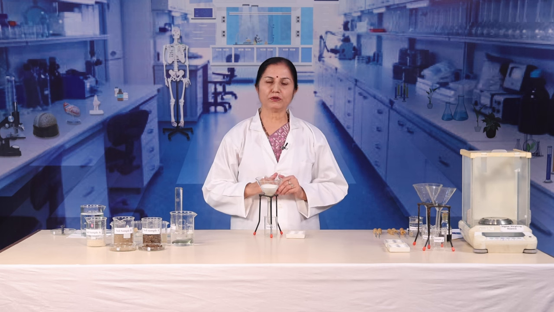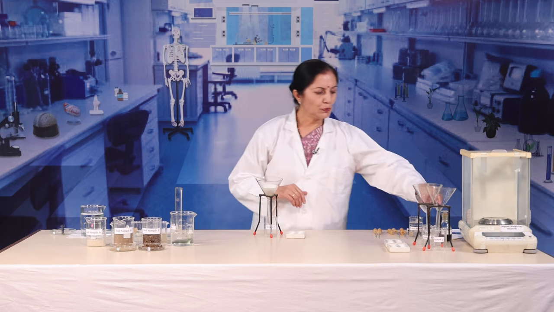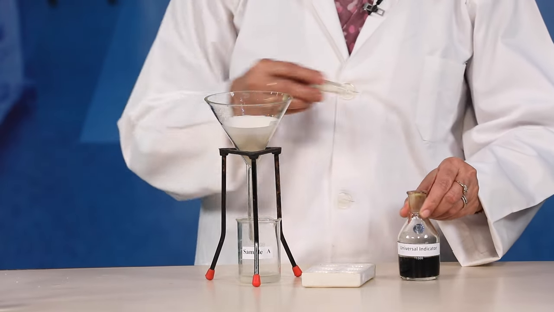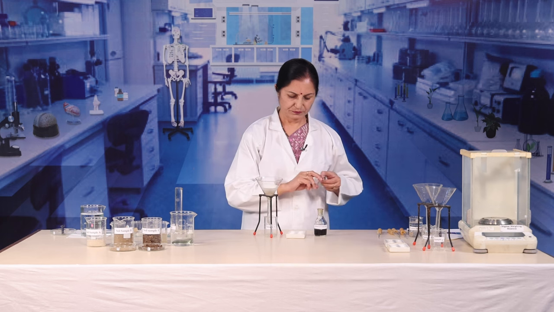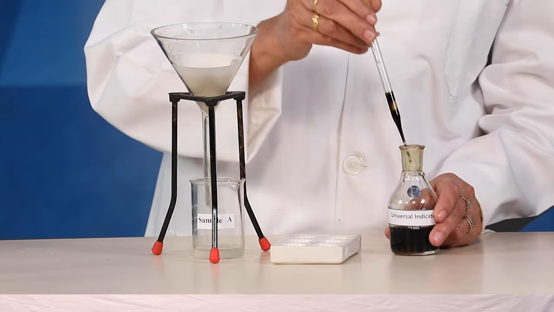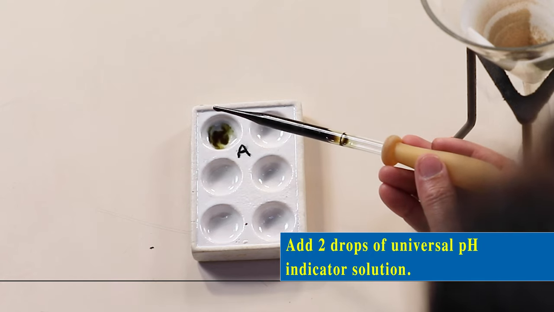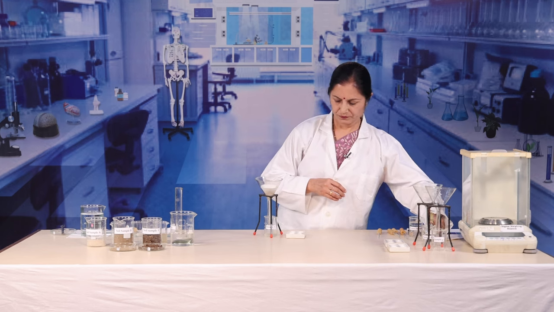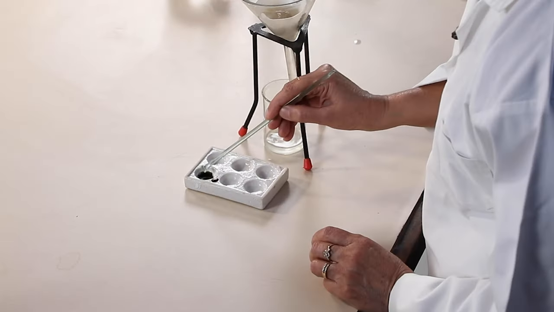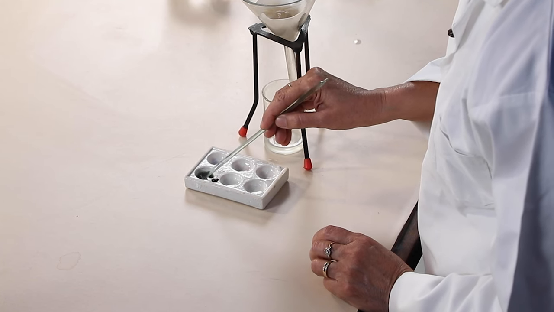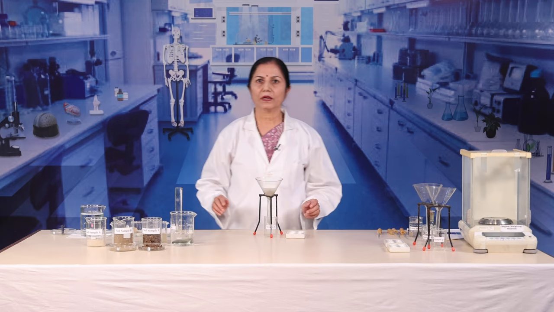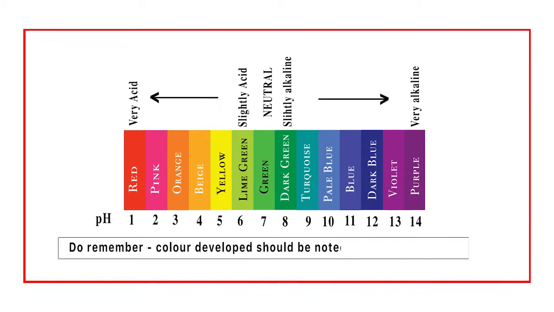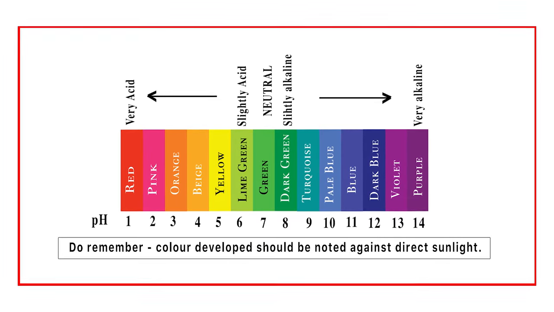To the 5 drops of soil solution present in one cavity, add 1 to 2 drops of universal pH indicator solution. Mix the contents. Note the color developed and compare this color with the color chart. Do remember that the color developed should be noted against direct light.